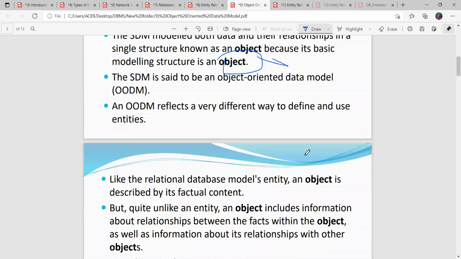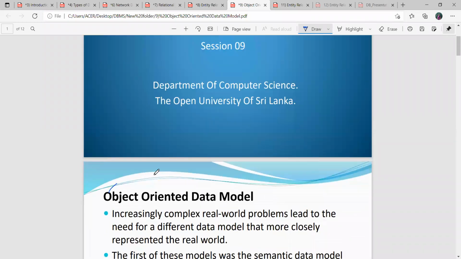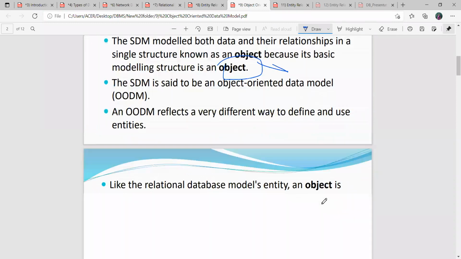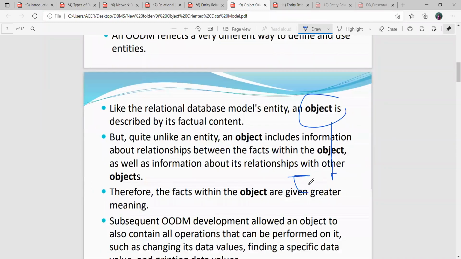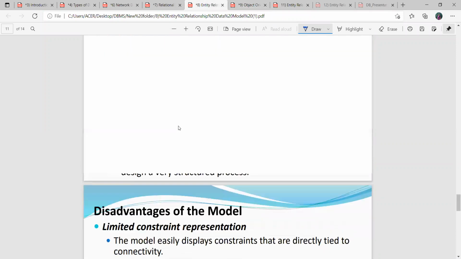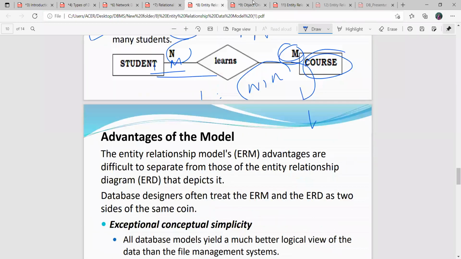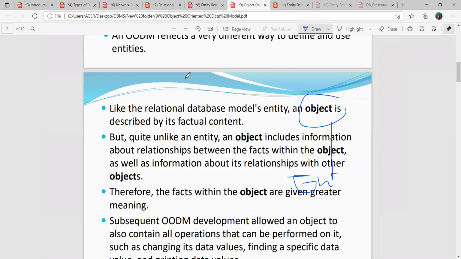The basic data structure of the object-oriented model is the object. These are real world associations. An object is just like an entity in the ER diagram. In the ER diagram we discussed entities. An object is the same as an entity, but an object represents only one individual occurrence of an entity.